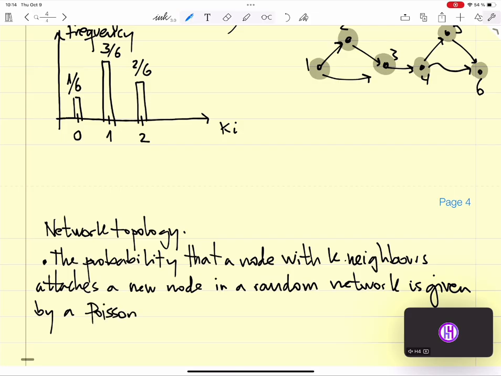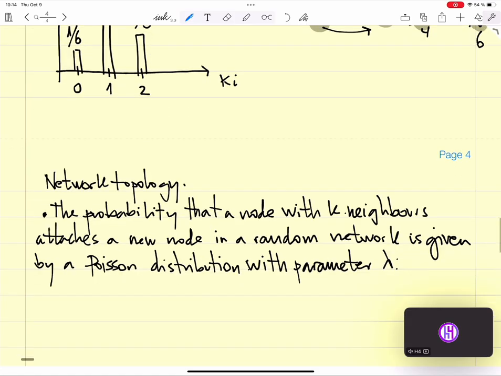Those of you who visited statistics in second semester with me know that with parameter lambda, the probability that x equals k in a random network is lambda to the k, e to the minus lambda, divided by k factorial. Okay? This is for a random network.